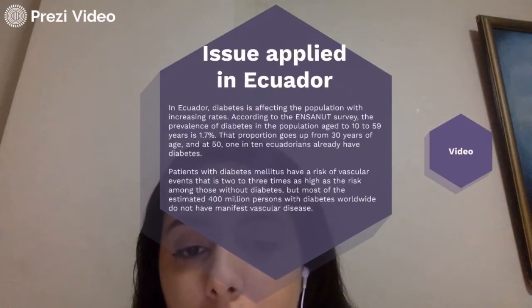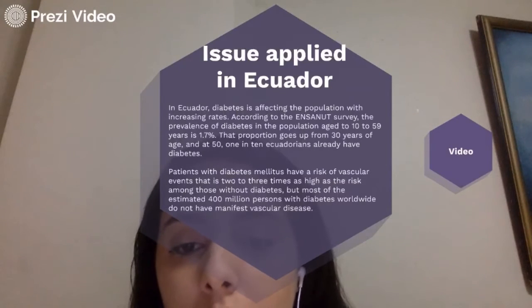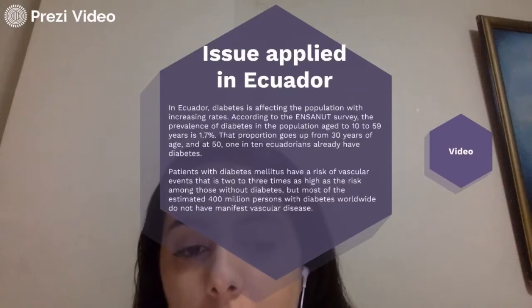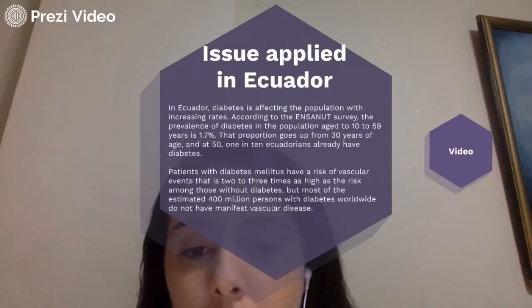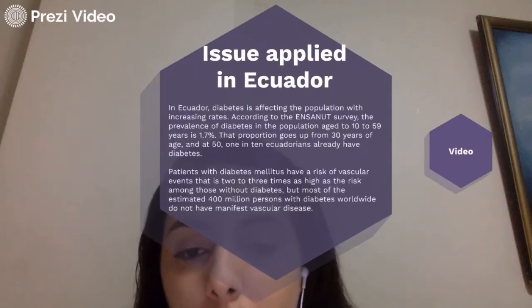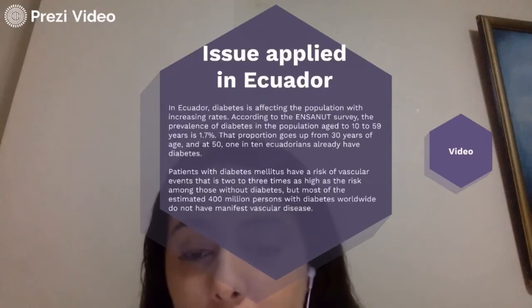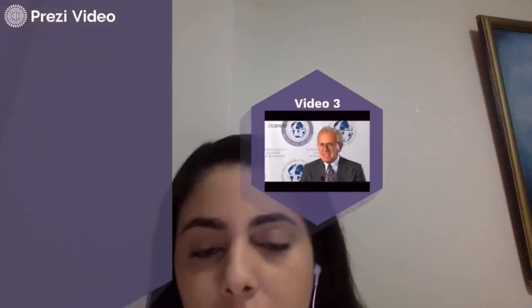Patients with diabetes mellitus have a risk of vascular event that is 2 to 3 times as high as the risk among those without diabetes, but most of the estimated 4,000 million persons with diabetes worldwide do not have manifest vascular disease.